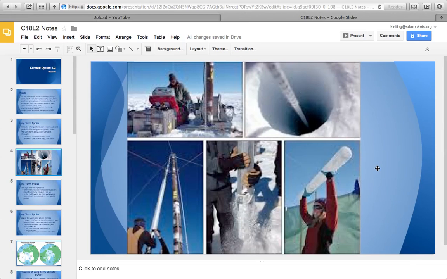Here are the ice cores. These are drilled into the ice sheets, and they go very, very deep, and then, like I said, they analyze the elements found in those ice cores.